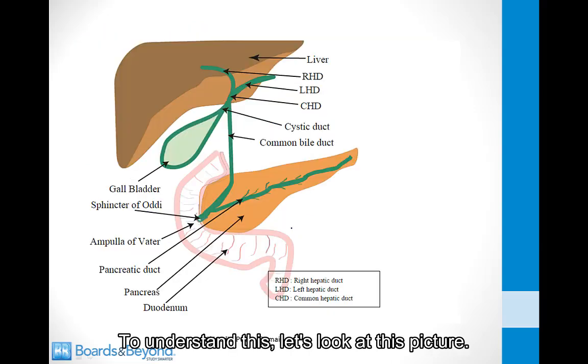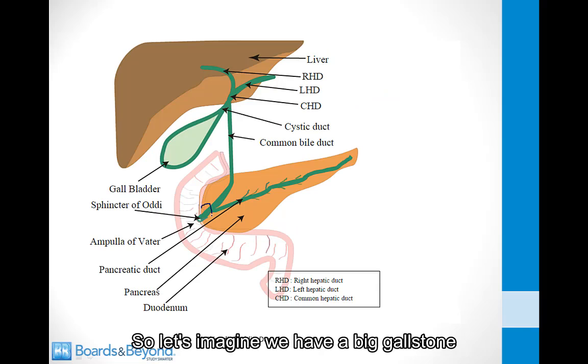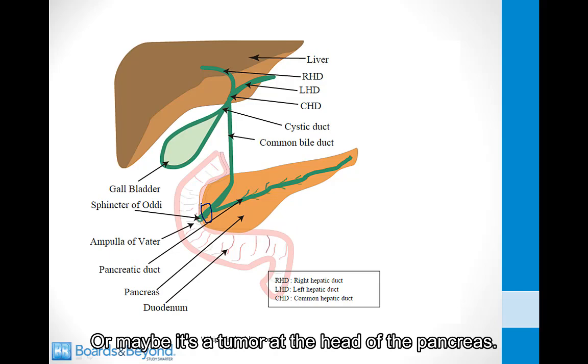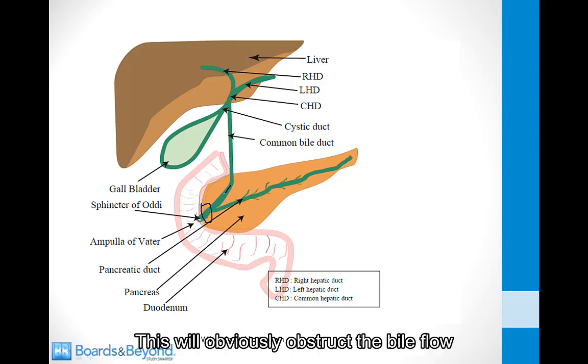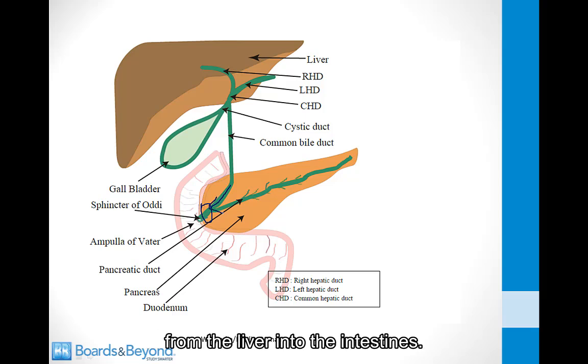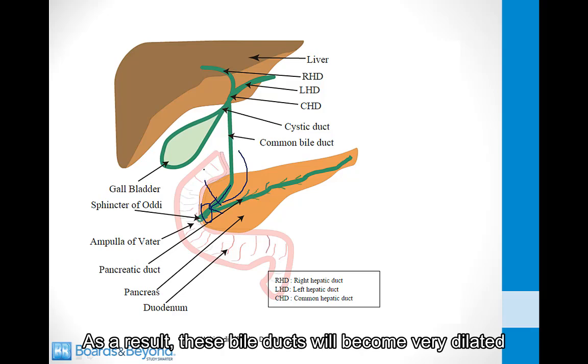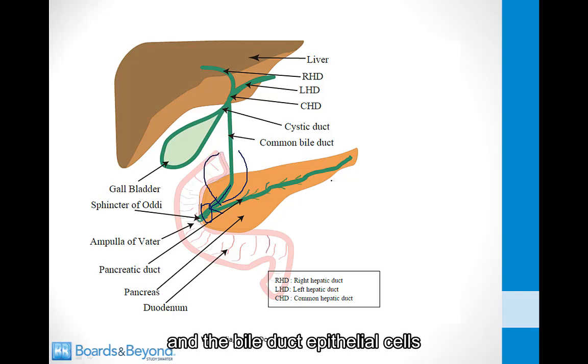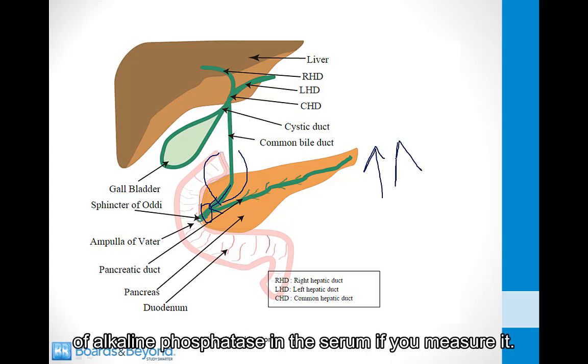To understand this, let's look at this picture. So let's imagine we have a big gallstone lodged in the common bile duct right here, or maybe it's a tumor at the head of the pancreas. This will obviously obstruct the bile flow from the liver into the intestines. As a result, these bile ducts will become very dilated, and the bile duct epithelial cells will create lots of ALK-Phos. So you will see a very high level of alkaline phosphatase in the serum if you measure it.